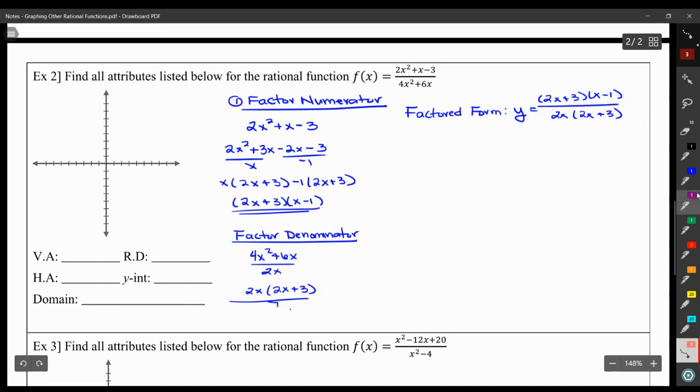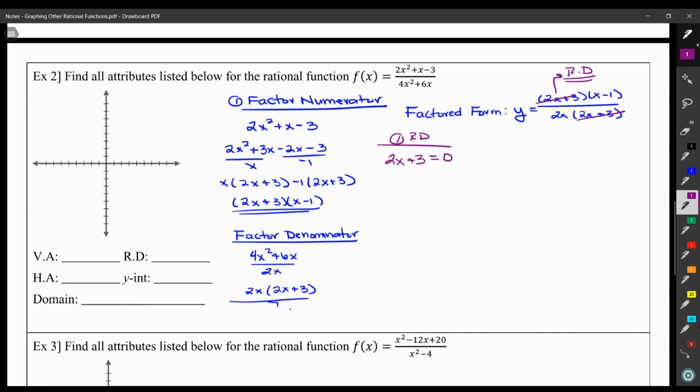And now we start looking for our pieces. So again, the first thing I always try to look for is removable discontinuities. And the reason those are first is because those come from canceling a common factor. And if I look, I have a common factor of 2x plus 3. So this right here creates that removable discontinuity. So we're going to take that factor that canceled, 2x plus 3, and set it equal to 0 and figure out what x I'm not allowed to have.